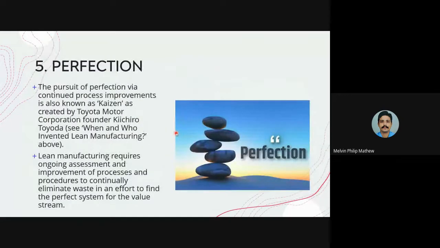And the last one is perfection. So what is perfection? The pursuit of perfection via continued process improvements is also known as Kaizen. So what is Kaizen? I will explain in the next topic.